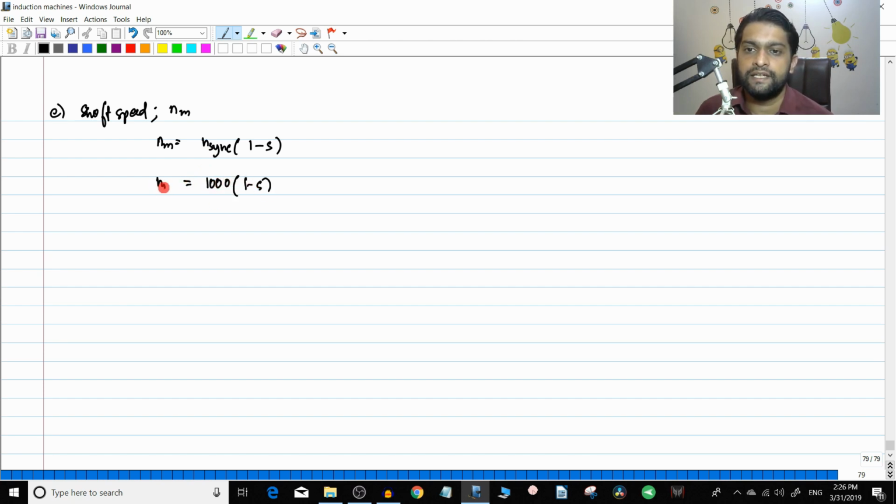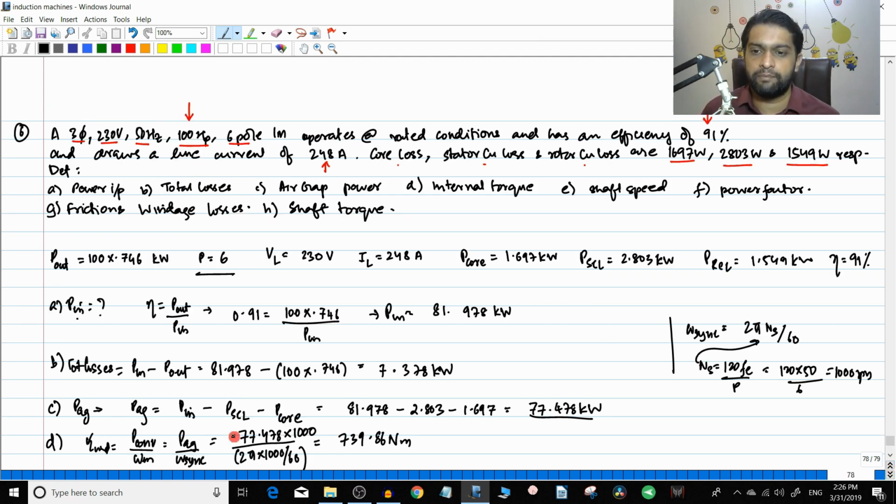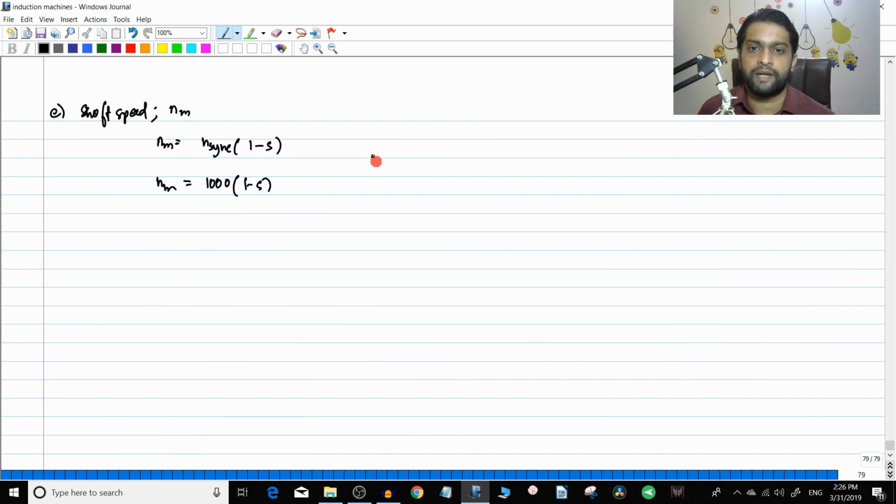Now let us see how to find the value of slip here. There are a number of ways to find the value of slip, but let us see what we have now. You know the air gap power is 77.478. Other than that, you know the rotor copper loss also, it is 1.549. You have a relationship connecting those two. The rotor copper loss is equal to S into PAG. So slip will be equal to the rotor copper loss divided by PAG.